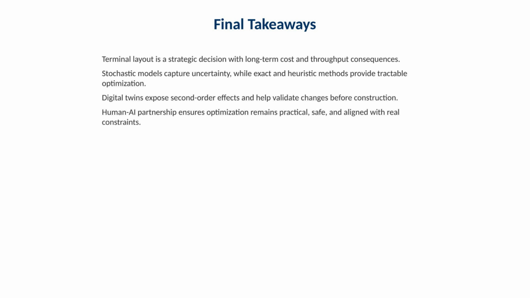Good layouts increase throughput, reduce congestion, and reduce equipment requirements. Stochastic programming provides a rigorous foundation under uncertainty, while branch and bound and harmony search provide practical optimization tools. Digital twins reveal second-order bottlenecks before construction. Human and AI partnership ensures solutions remain safe, practical, and aligned with real-world constraints.